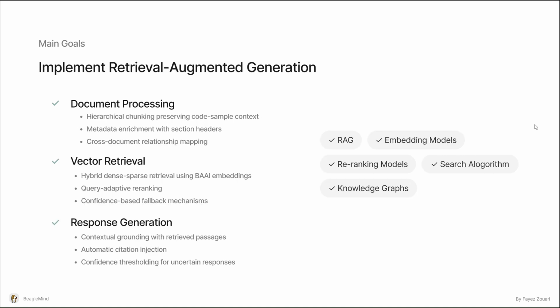Step 2 will feature retrieval-augmented generation, and the goal here is to reduce hallucinations and improve accuracy of responses. This step will involve document processing to collect metadata and code samples, vector retrieval using embedding models, and response generation using search algorithms and potentially knowledge graphs for enhanced precision.